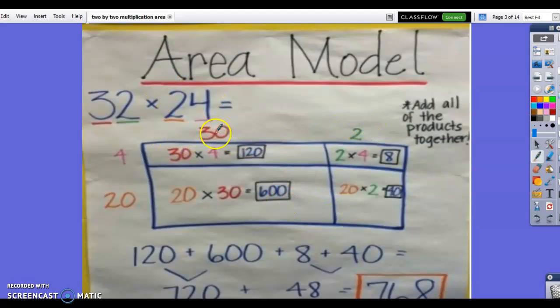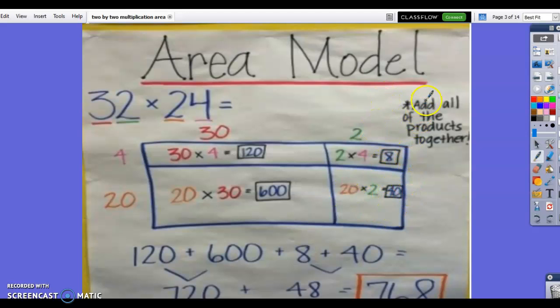So in the first box, you're connecting 30 and 4 for 30 times 4 for 120. In the box below, it would be 30 and 20. And when you multiply those together, you get 600. Then you take your 2 and your 4, you multiply them together, you get 8. Then you have 20 and 2, you multiply those together, you get 40.